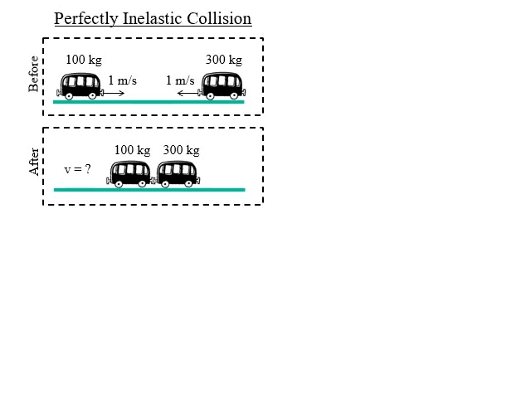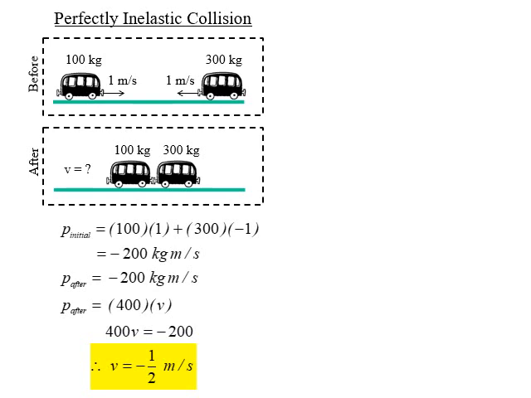After the collision though, they're going to couple together. So they're going to become one 400 kilogram object moving together after the collision. This is an example of what we call a perfectly inelastic collision. So let's look at some of the math of this.